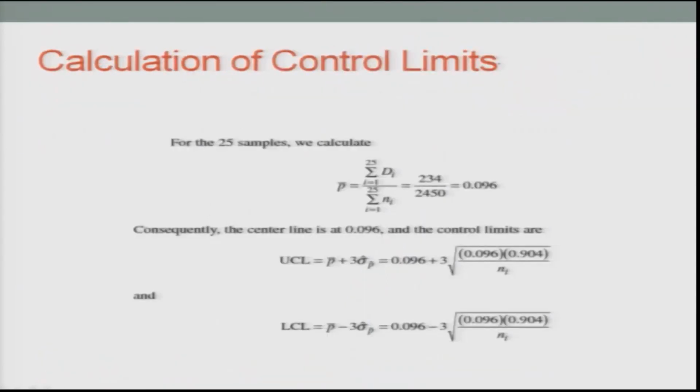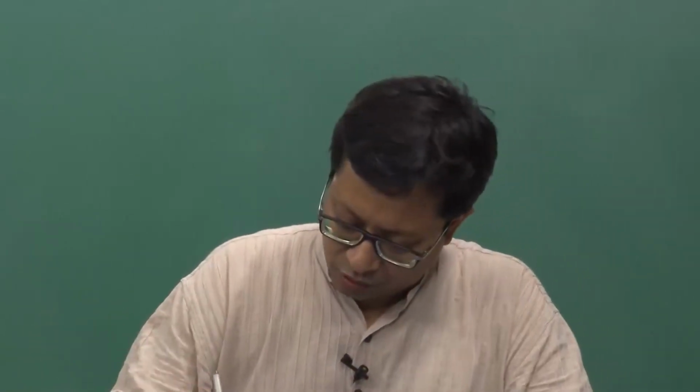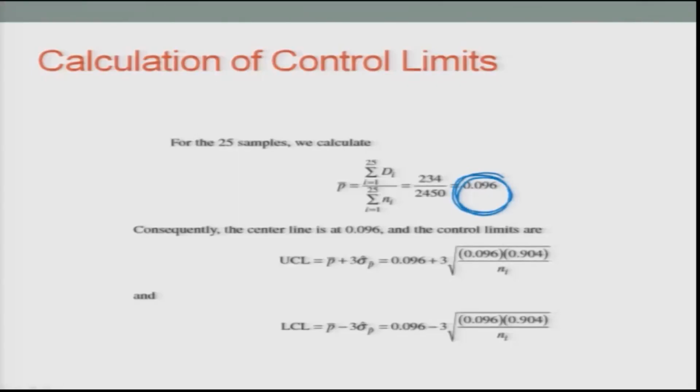Now here is the calculation. For the 25 samples, we calculated the total sum of number of defects is 234, and the total number of observations which you have taken is 2450, hence this value comes out to be 0.096. The value of q bar would be 1 minus this, you can find out. So here the central line comes out to be 0.096.